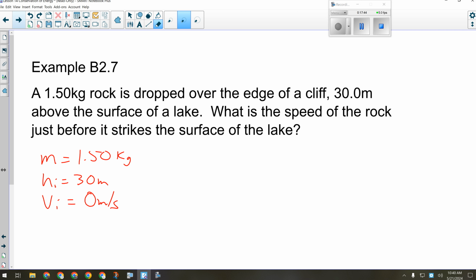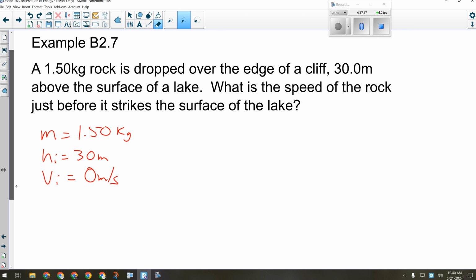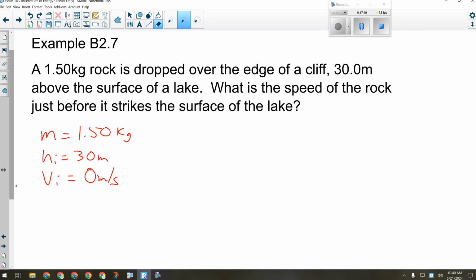What's the speed of the rock just before it strikes the surface of the lake? So the instant, just as it hits the surface. What's its height then? It would be 0. So its final height is 0. And we're looking for how fast it's going. Leave that question.